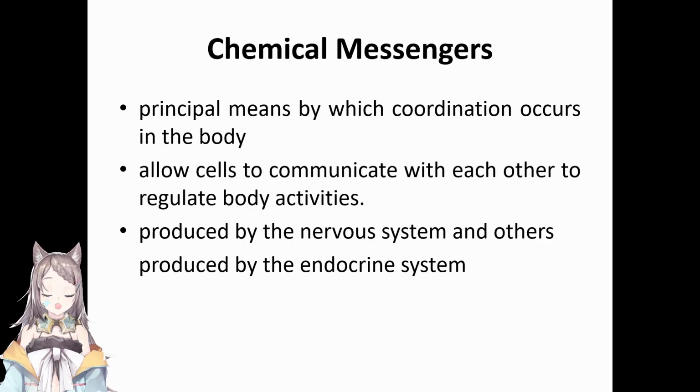Our endocrine system relies on chemical messengers. These are the principal means by which coordination occurs in the body. This allows cells to communicate with each other to regulate body activities. These are produced by both the nervous system and the endocrine system. So both our CNS and our endocrine system produce the same chemical messengers.